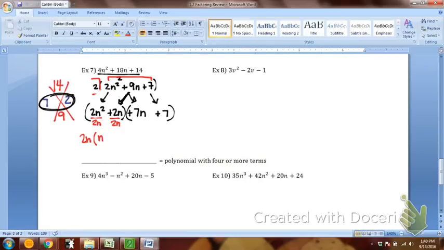We're left with n plus 0. Oh, right? Anything divided by itself is always 1. Okay, what about the second group? What can I pull out of the second group, Hortensia? 7. Okay, so I'm going to divide by 7.